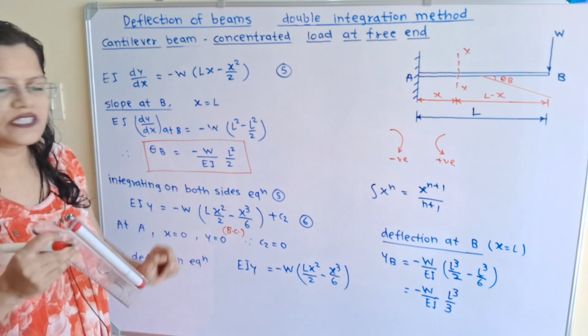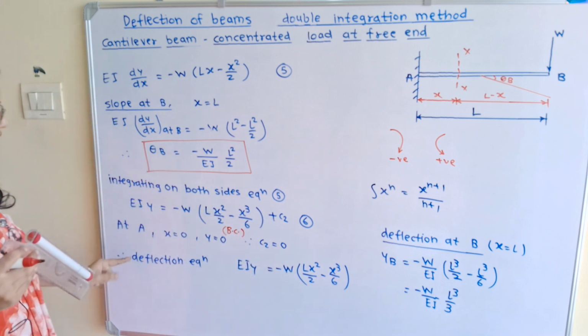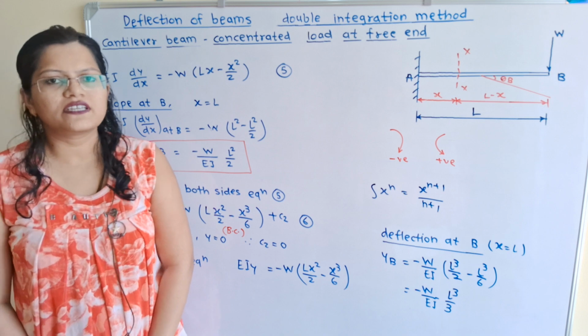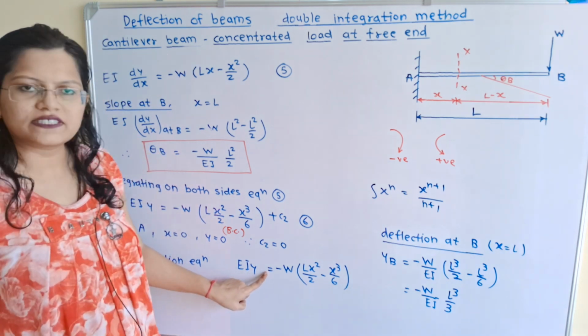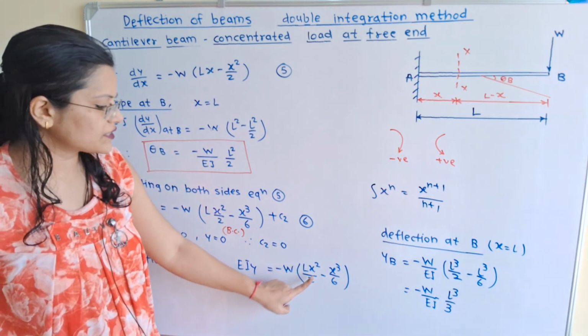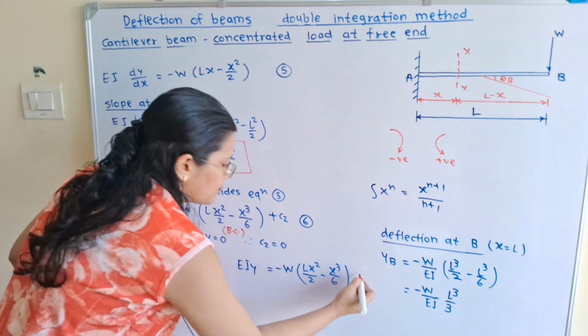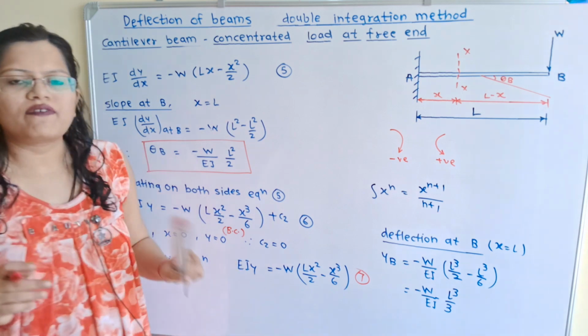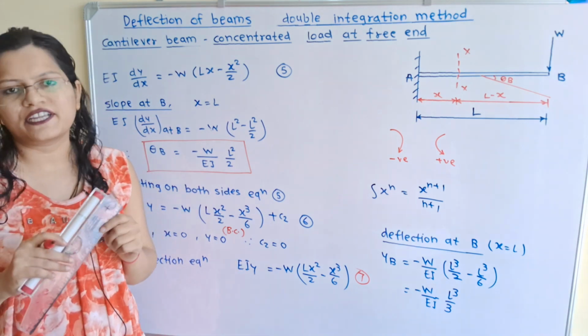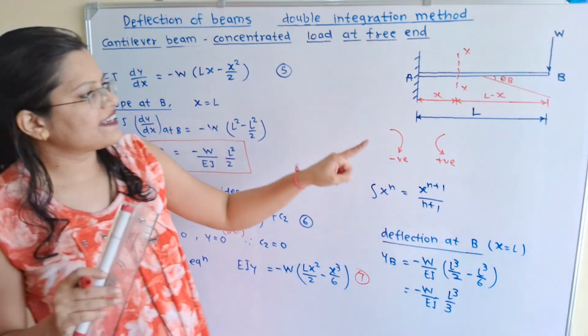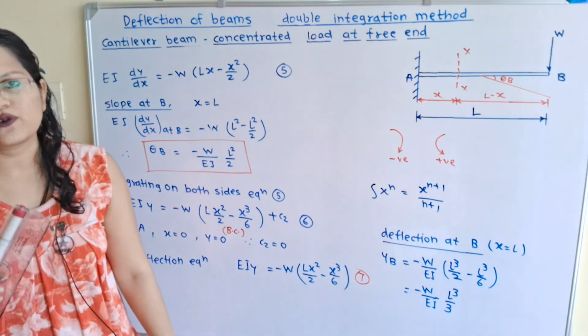So when we put C2 is equal to 0, then we will get deflection equation. For deflection equation is EIY is equal to minus W Lx square by 2 minus x cube by 6. So this is the equation number 7. We will find out deflection at end B. So if we observe at end B, value of x is equal to capital L.